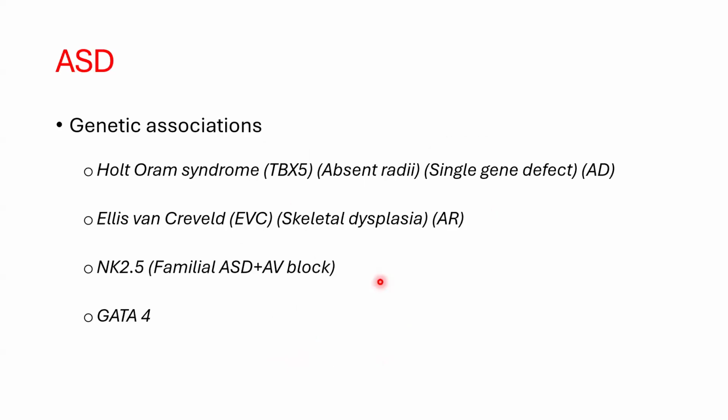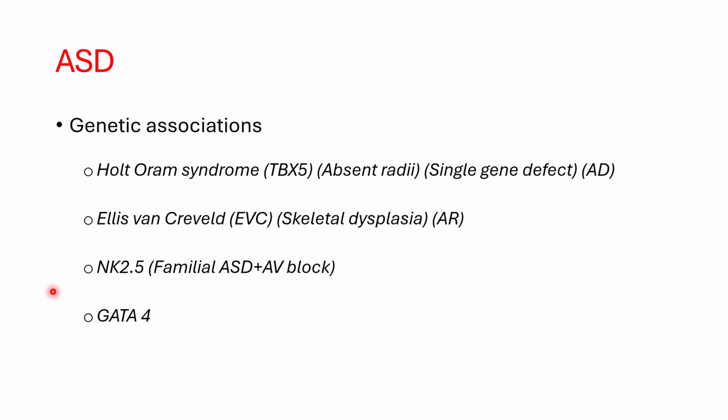So that's the types. We did say that there are some genetic associations with ASDs which we must know about. The common ones being Holt-Oram syndrome, which is associated with limb abnormalities, as well as varying degrees of heart block. We said Holt-Oram is autosomal dominant, and it usually has an ASD, absent radii, and you may have some arrhythmia. Then we said Ellis-van Creveld, which is also associated with skeletal dysplasia, and its inheritance is autosomal recessive.